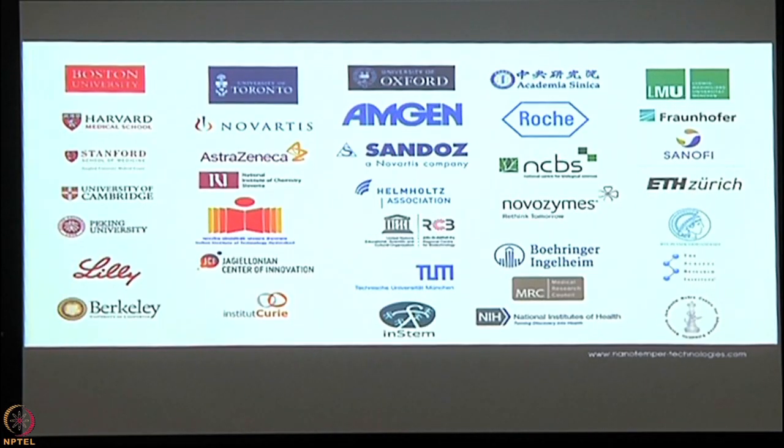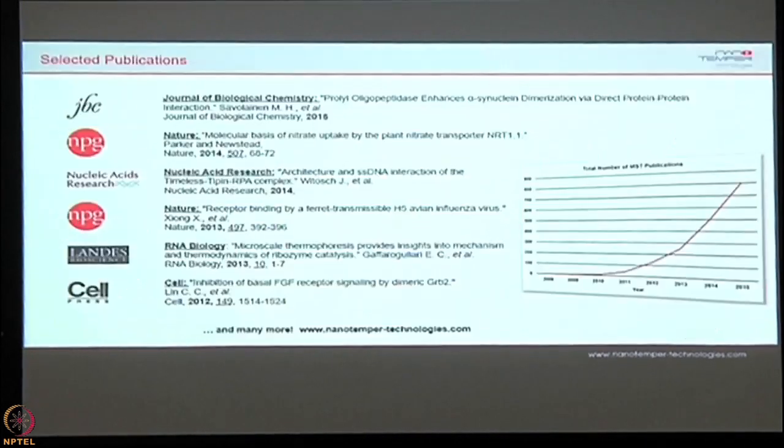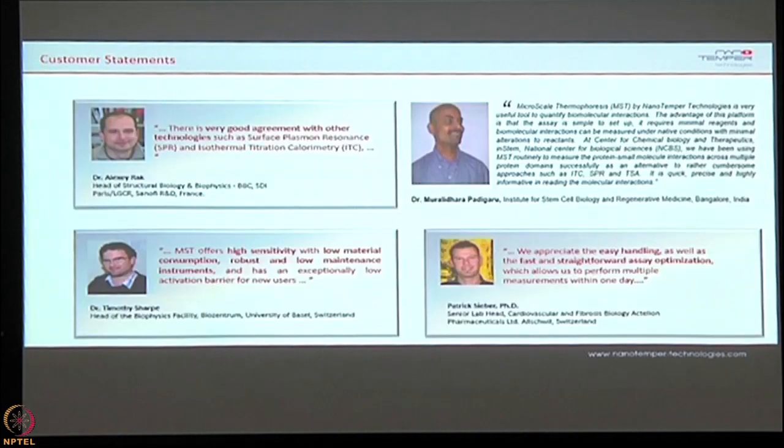We are already associated with the top premium institutes across the globe, and I'm very glad that in India we are associated with IIT Hyderabad, RCB, Novozymes, and many other customers who are using this technology. And as I said, you can find MST papers in all kinds of journals. In Nature, we have more than 15 papers. Science, all the best journals have acknowledged this as a biophysical tool that is very useful in measuring binding affinities. Here are some customers who had been using a lot of SPR and ITC experiments, and now made a shift to this technique and found how easy it is.